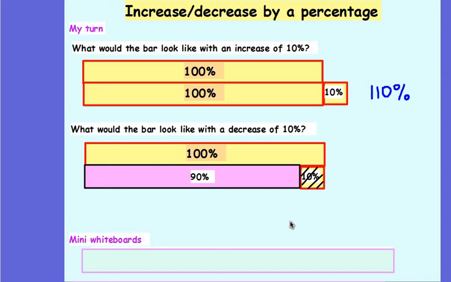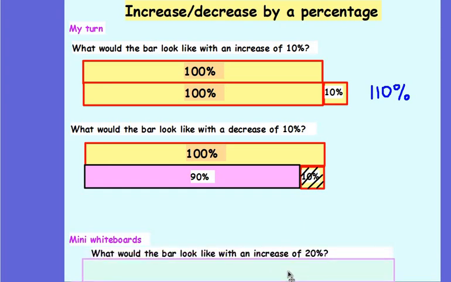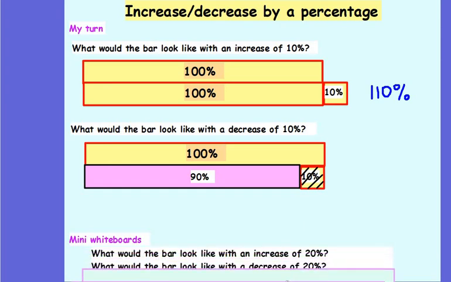In your light blue books, Year 7, please can you show me the bar with an increase of 20% and a decrease of 20%. Pause the video and complete that now, please.